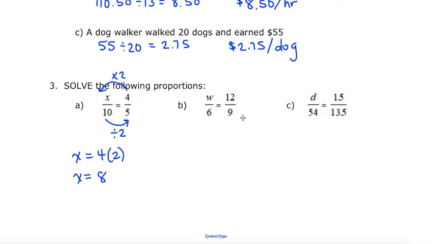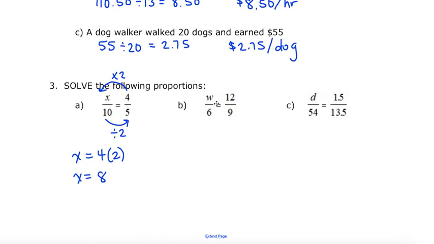Sometimes though, it's not that easy. There's nothing we can multiply 6 by in order for us to get 9 that makes a whole number. So we're going to have to do this by using our algebra skills. Whenever we're trying to isolate for the variable, in this case we're trying to isolate for w, we want to get w all by itself.